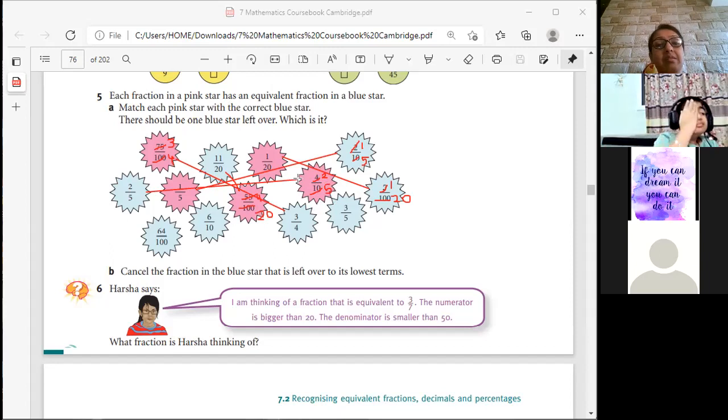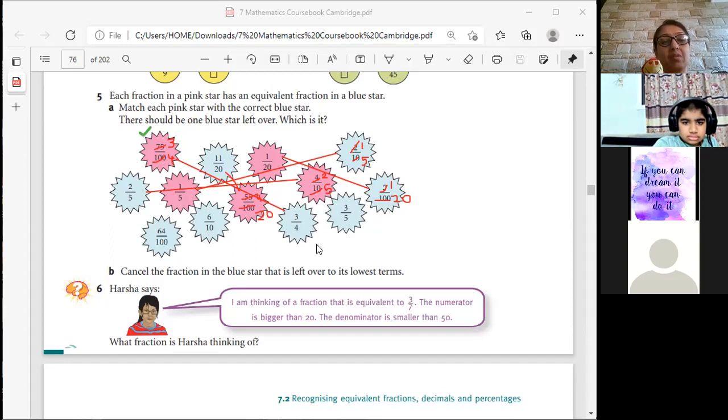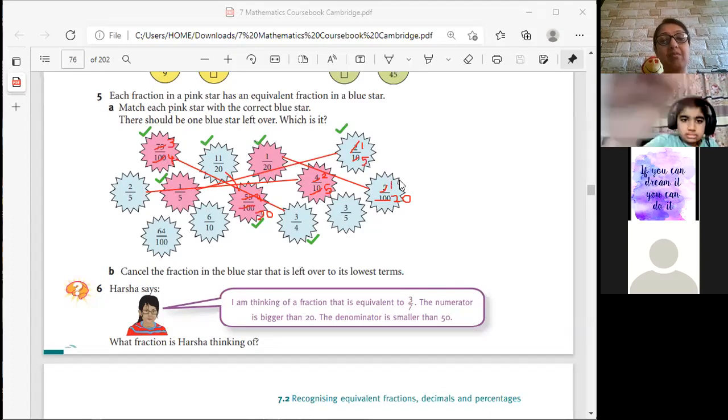Now they said one blue star should be left over. Ma'am, 1/5 is not done. Oh, it is done. 1/5 is done with 2/10. So let's check. Ma'am, there's 2 stars left. See, we have done this one with this one. So it's done. We have this one done with this. Then they will have equivalent stars. This one is done with this one. Correct? No, ma'am.